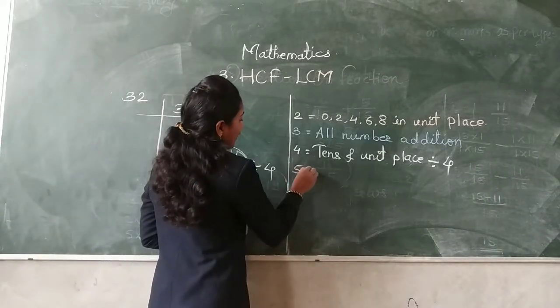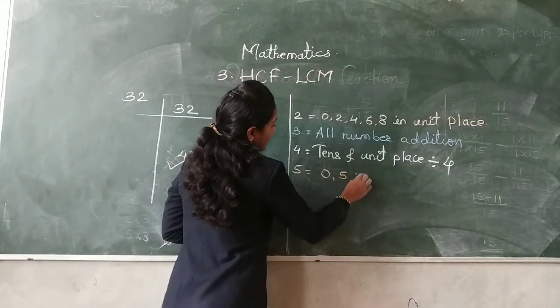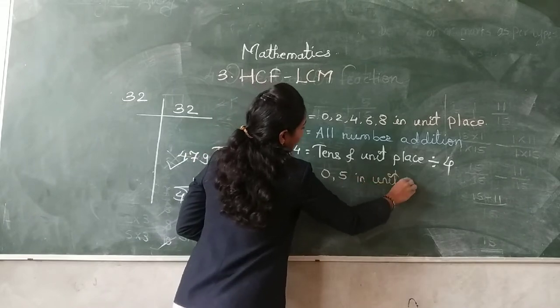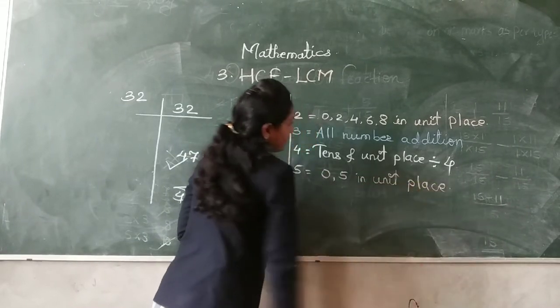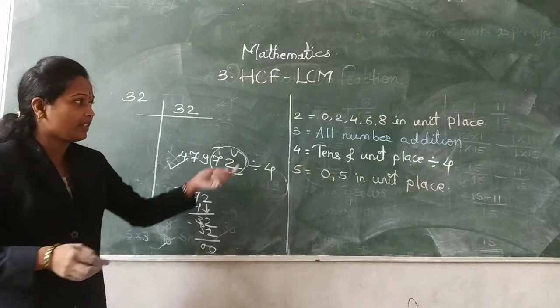Then our test of 5. 0 and 5 in the unit place. If 0 or 5 is in the unit place, that means the number is divisible by 5.